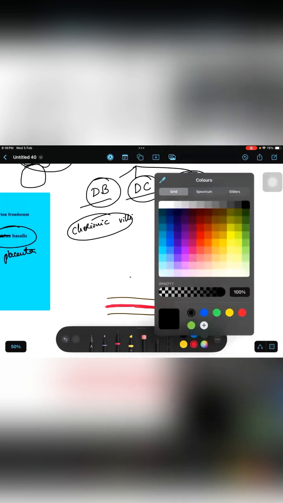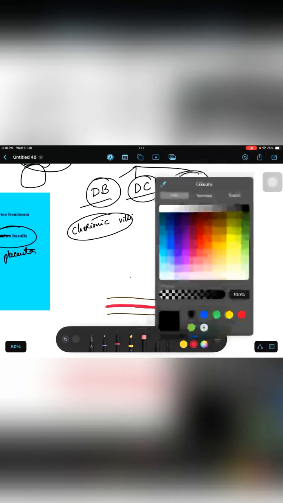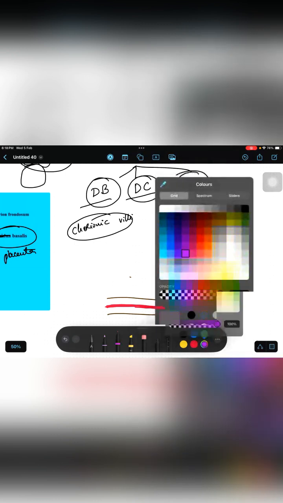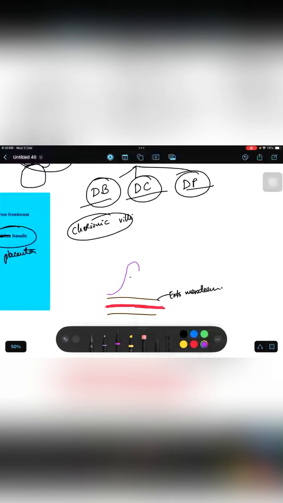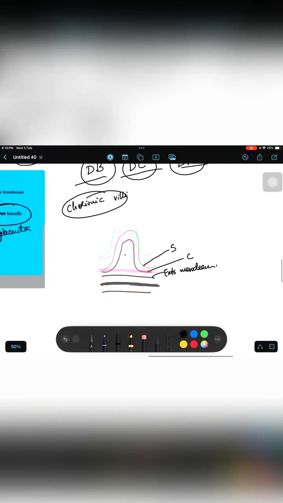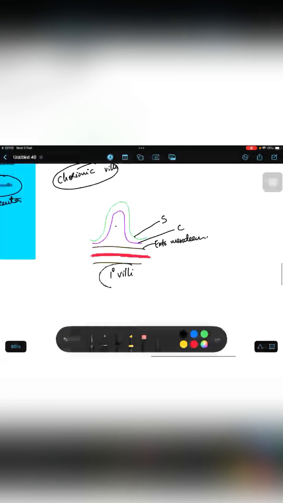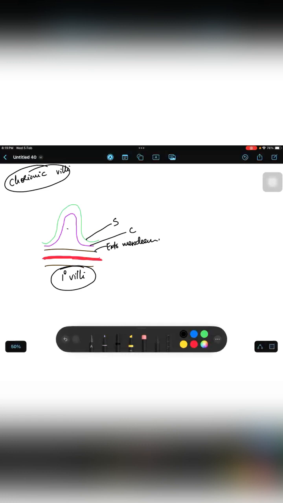In primary villi, what happens is you will have a layer of cytotrophoblast. A small layer of cytotrophoblast will be protruding, which is covered by another layer of syncytiotrophoblast. Now you can see this is cytotrophoblast, this is syncytiotrophoblast, right? Simply, you can say it is a central core of cytotrophoblast covered by a layer of syncytiotrophoblast. This is the primary villi.